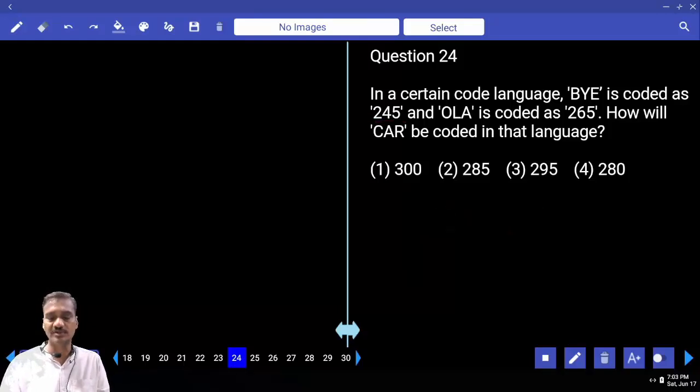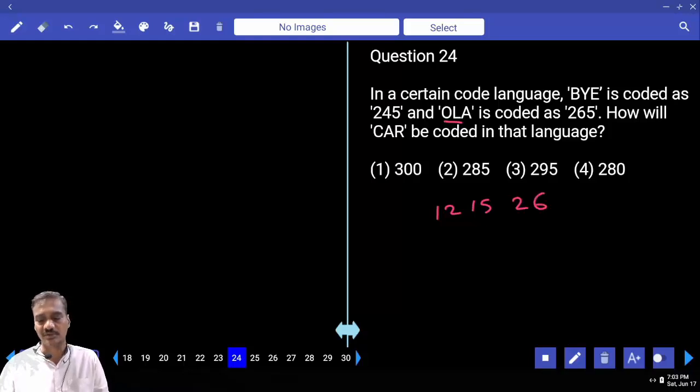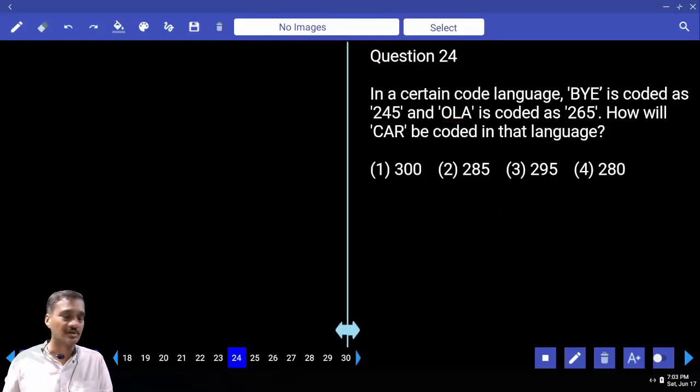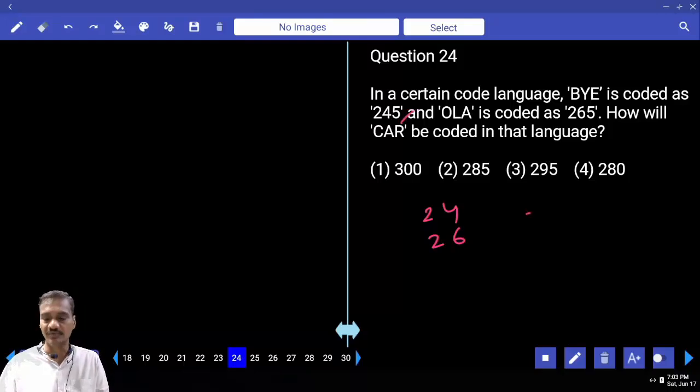In the same way for the next word, the opposite pairs are 12 and 15, 25 and 26. Now 27 plus 26 is 53, and 53 into 5 is 265. In the same way for the last word, the opposite of C is 24 and the opposite of A is 26. 24 plus 26 is 50, and 50 plus 9 is 59. Now 59 into 5 is 295. Choice 3, question number 24.